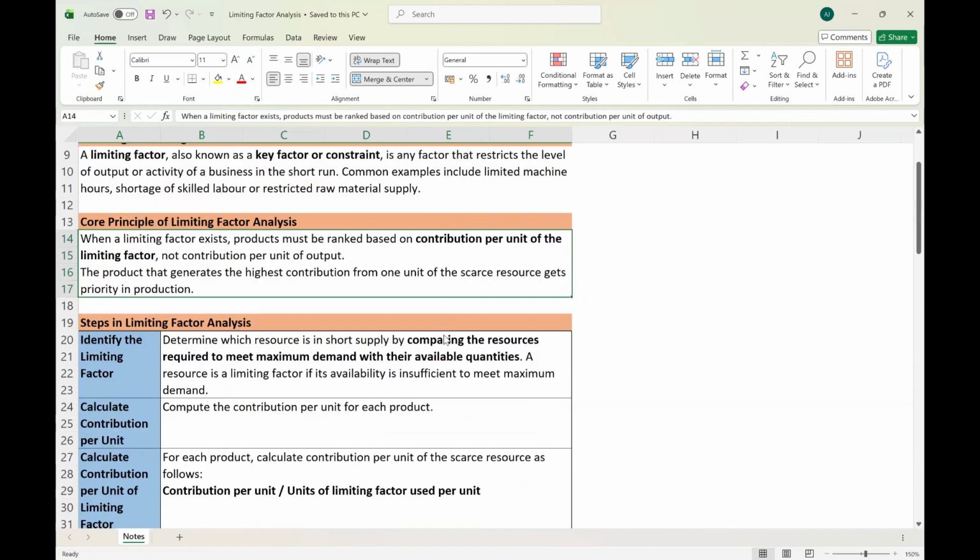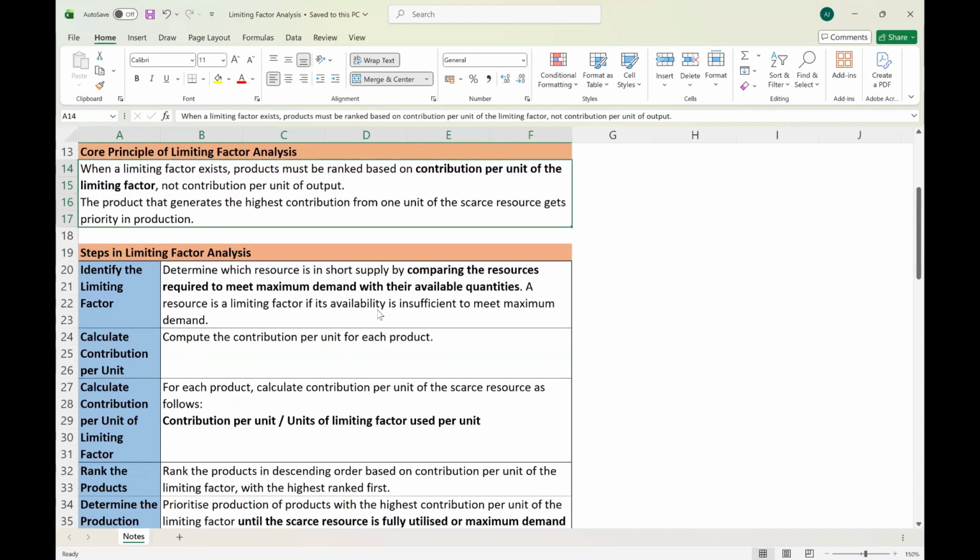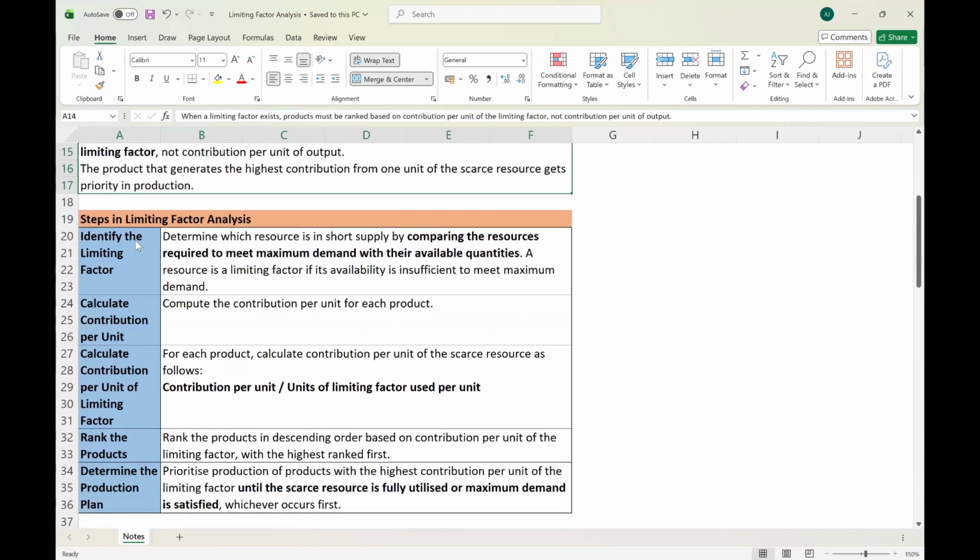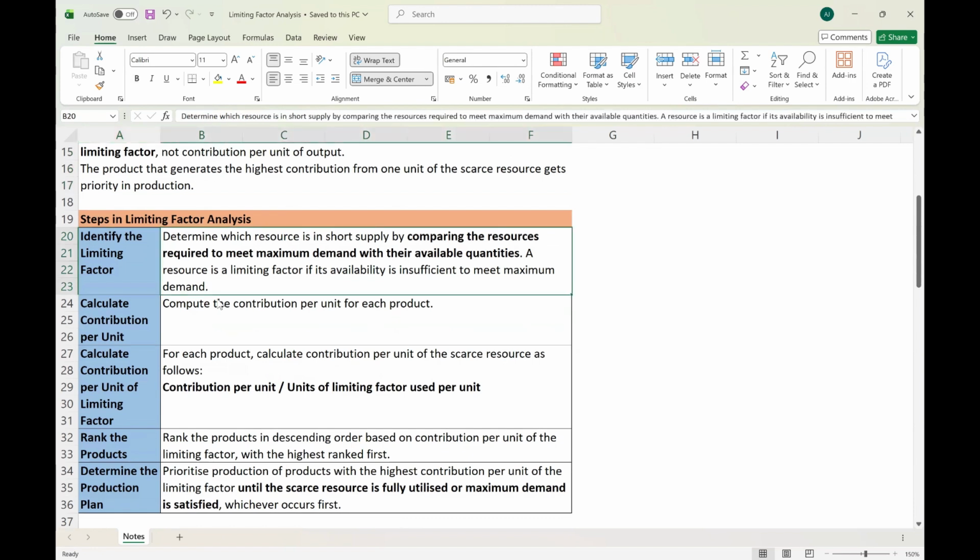Now, what are the steps in limiting factor analysis? Very important to understand that. The first step is to identify the limiting factor. Determine which resource is in short supply by comparing the resources required to meet the maximum demand. So you will be having multiple products. Each of the product will have their maximum demand. You will see whether the resource that you need to meet that maximum demand is available with you or not. So any resource where the requirement is exceeding the availability, it is a limiting factor.